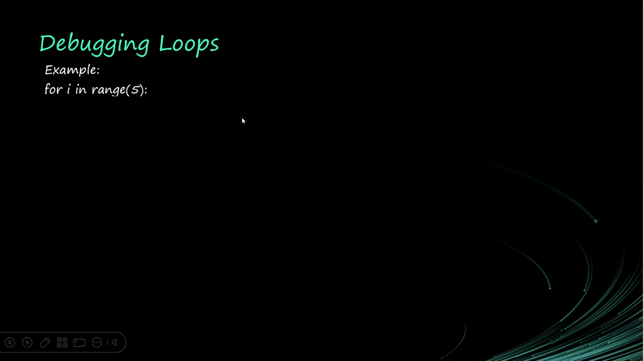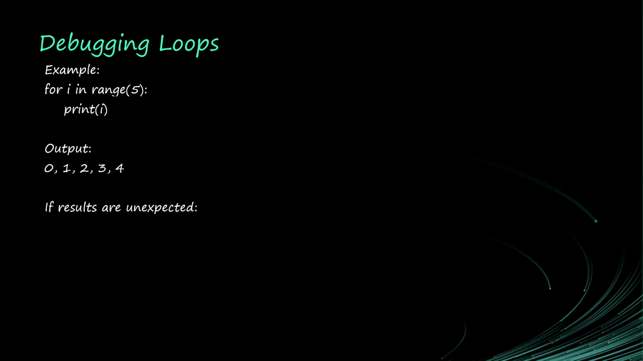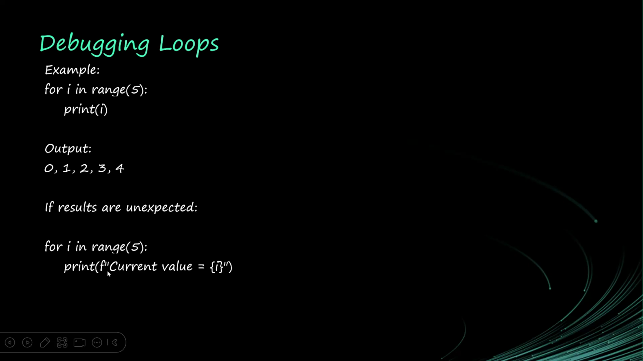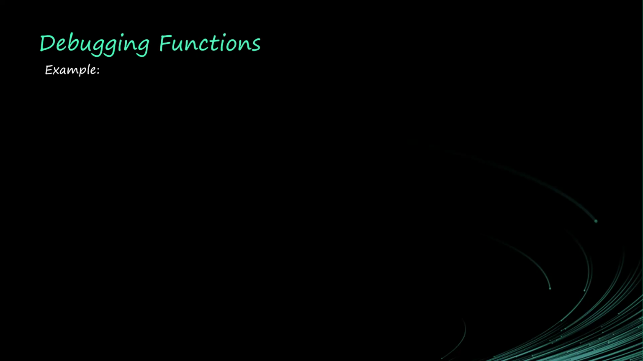So debugging loops: if you have some loops, you can use the print statement to find out exactly what you are expecting, and check whether what you got is what's expected. If results are unexpected, then you use this formatted print statement to check exactly what the i is. So basically, when you have a logical error, you'll be using the print statement a lot. So trace the loop behavior.